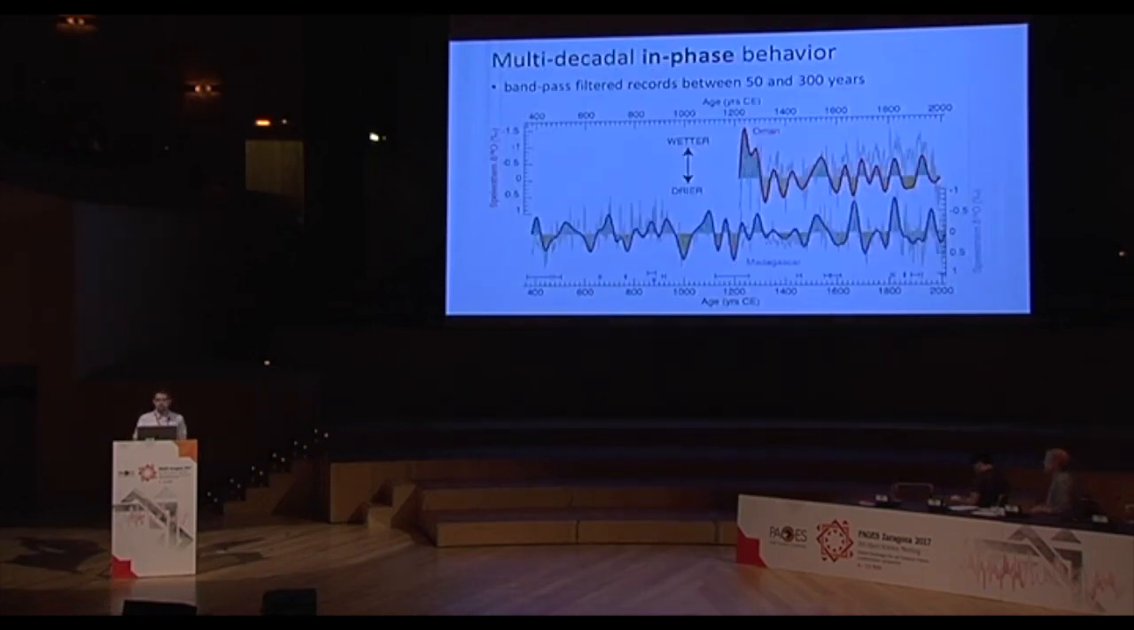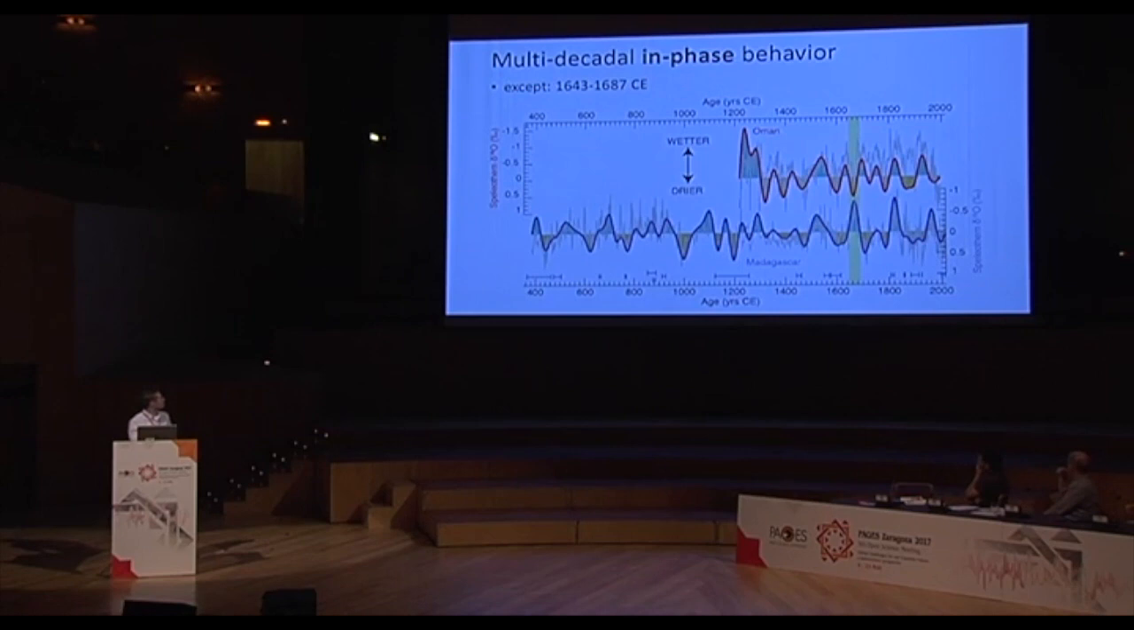First, we filtered the record to between 50 and 300 years. This removes the decadal variability and the long-term trends, but it's a wide enough filter so that we're not prescribing the result. And what we see is an in-phase relationship with Oman rainfall over the last 800 years. There's a sequence of about 10 peaks and troughs, which match, for the most part, very nicely. So when it's wetter in Madagascar, it's wetter in Oman.